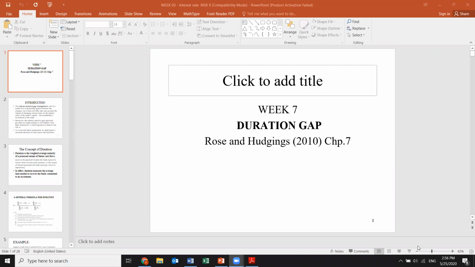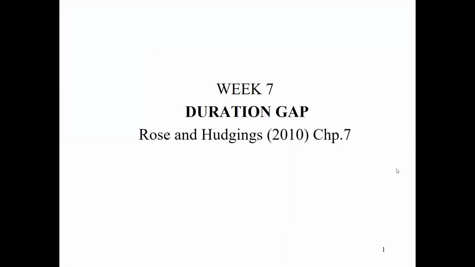then let's start our lecture with duration gap, chapter 7. As it was mentioned in chapter 8, we have underlined several times the weakness of the repricing model and its reliance on, when we calculate, it's totally reliant on the book value rather than considering the market value of the assets and liabilities.